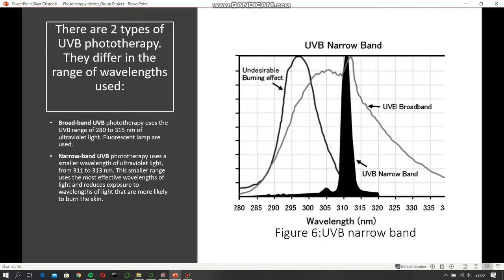Narrowband ultraviolet B therapy uses a smaller wavelength of ultraviolet light, from 311 to 313 nanometers. This smaller range uses the most effective wavelengths of light and reduces exposure to wavelengths of light that are more likely to burn the skin. And as you see, guys, this is the table of ultraviolet narrowband, and you can compare the ultraviolet B broadband and the burning effects.